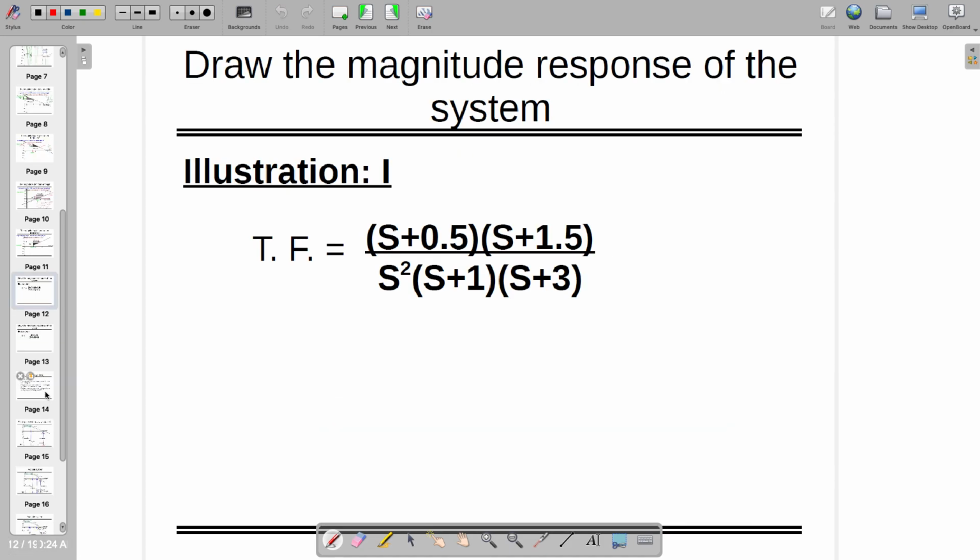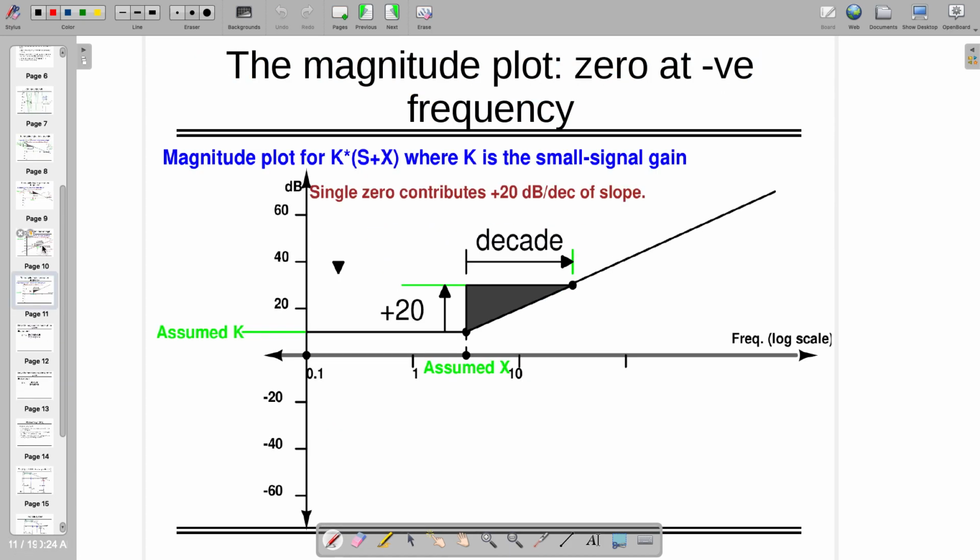Then one more is similar to k divided by s plus x. You may have k times s plus x, meaning k times x. So you have to go to 20 log k times x. You have to draw the 0 dB line. You have to go till the x value of frequency, and from there you have to draw plus 20 dB per decade.